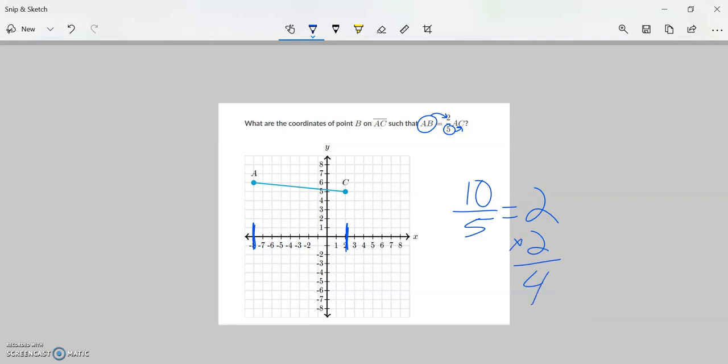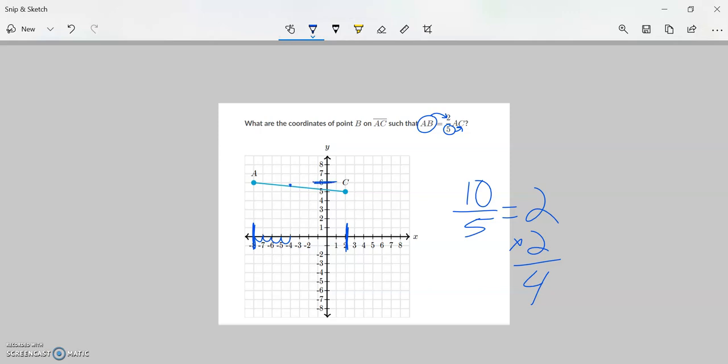And we get 4. So from A, we're moving 4 units over. So 1, 2, 3, and 4. So our point will be right there, actually. Or a dot, I should say. Let's find our Y value.